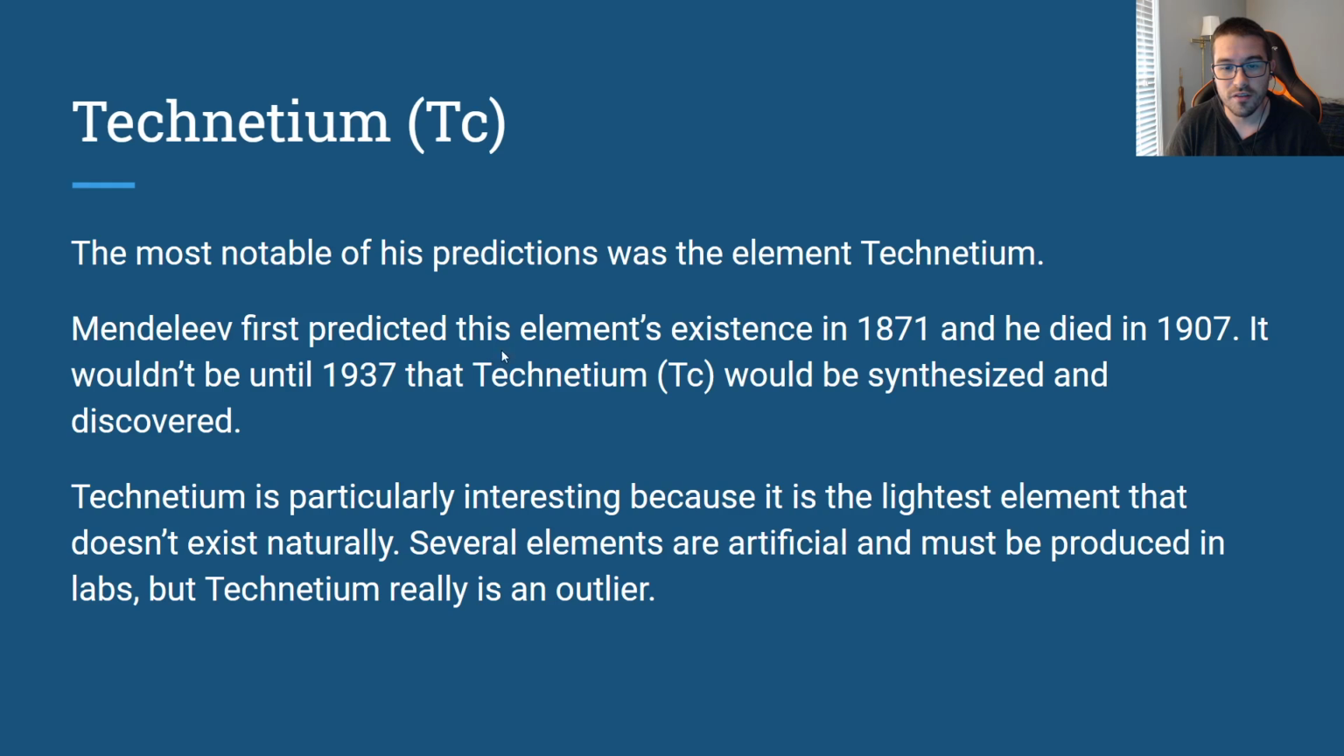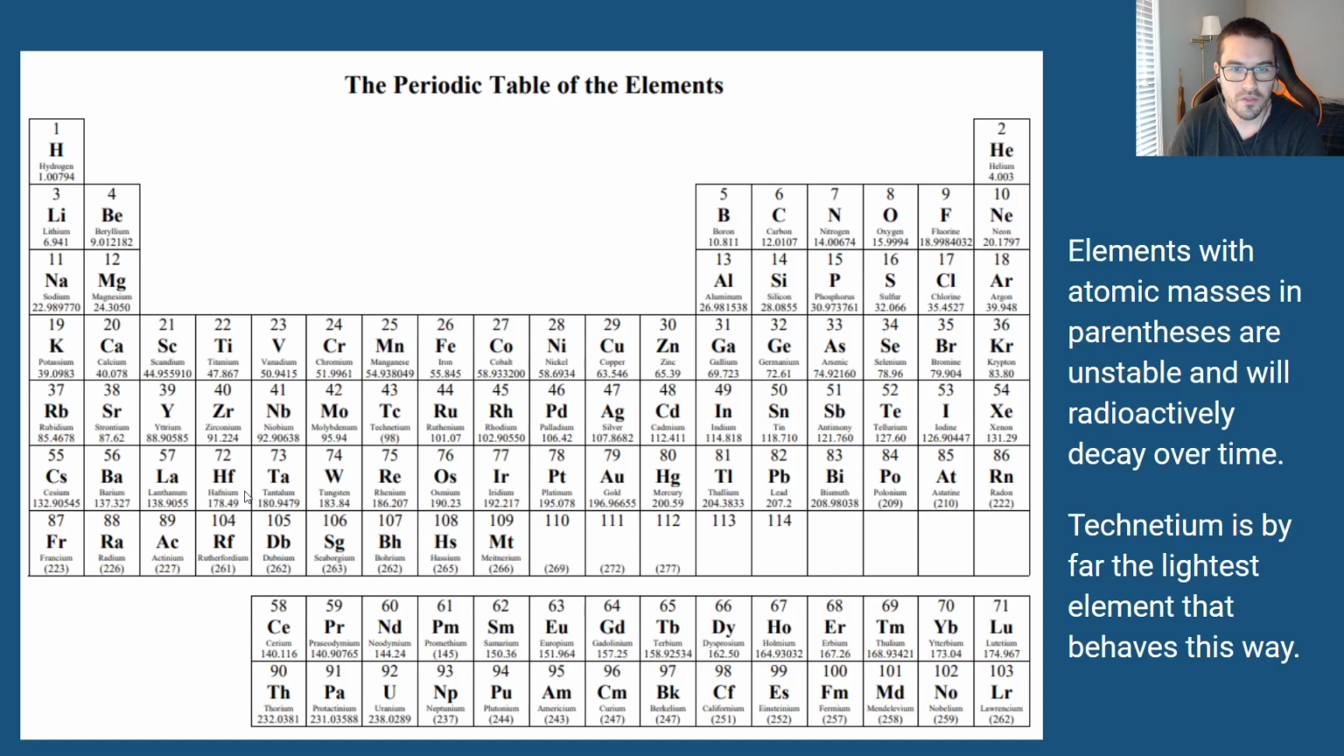So he first predicted this element's existence in around 1871, when he produced that periodic table. He died 36 years later, and then it wasn't until 30 years after that that technetium was synthesized and discovered. I think this is particularly interesting because technetium is a special element, and I'll talk a little bit more about that here on the next slide.